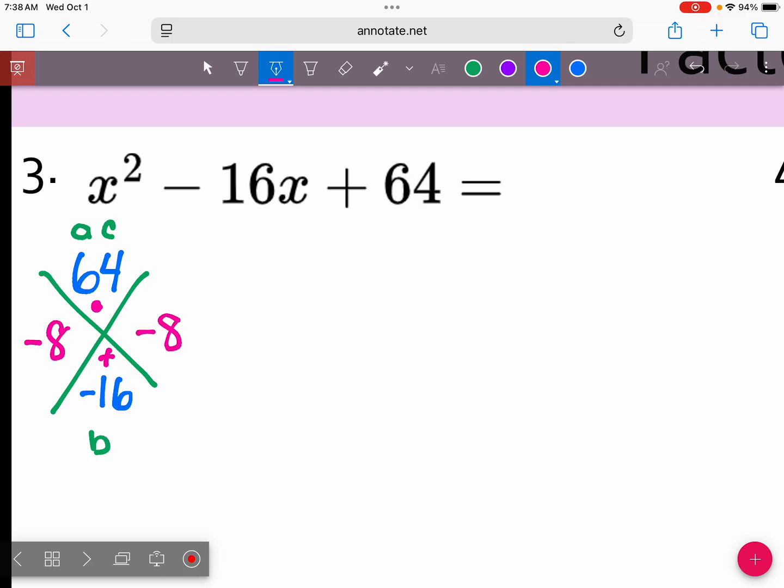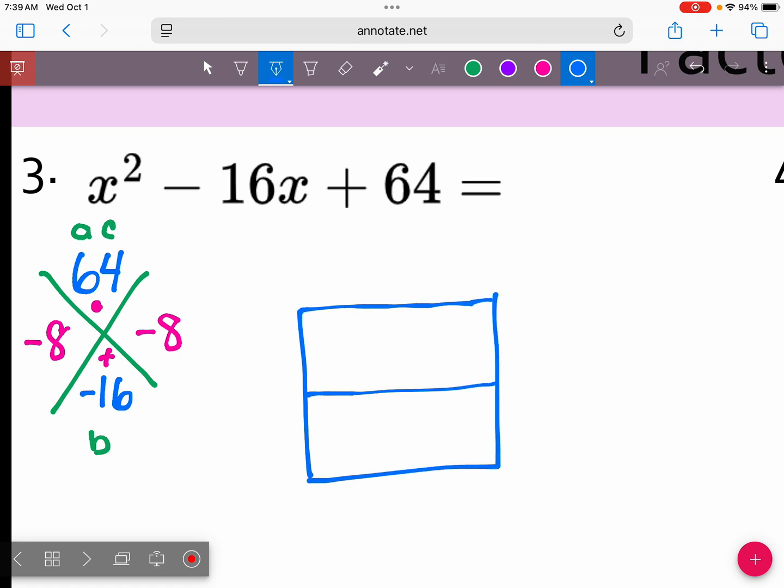And again, since I don't have an a value, I could use my shortcut where I write it in my parentheses right away. Or I could go through the whole box, or factoring by grouping, or split the middle, or bottoms up, or any of those things that I showed you guys in the videos on Monday. I'm going to do the box here just so we can see it.